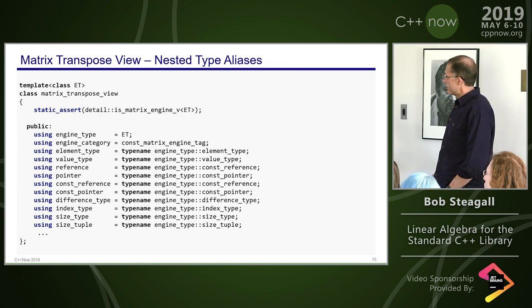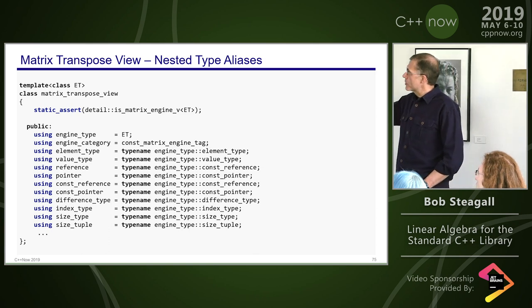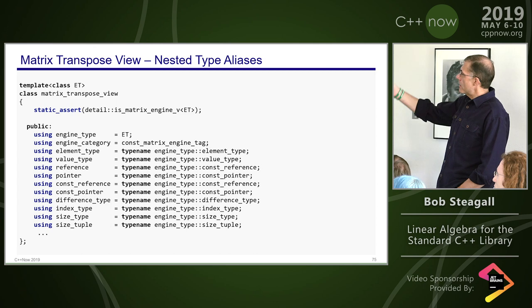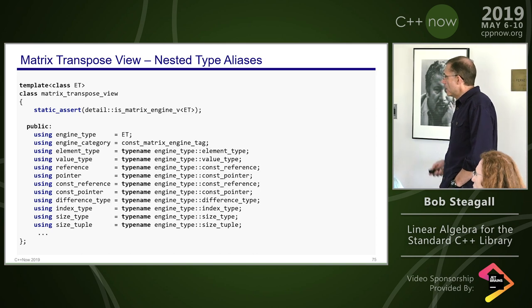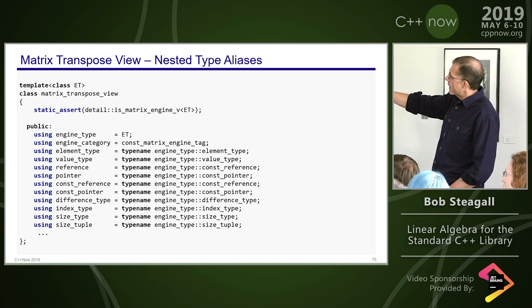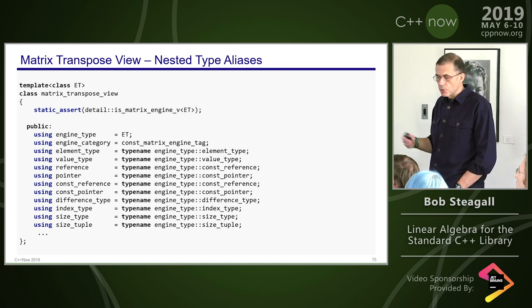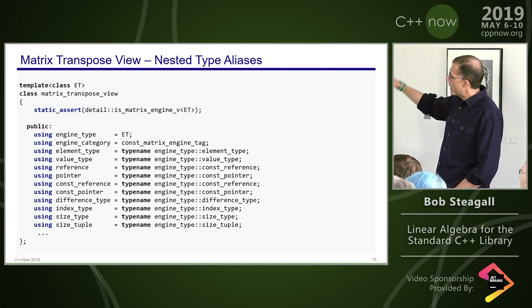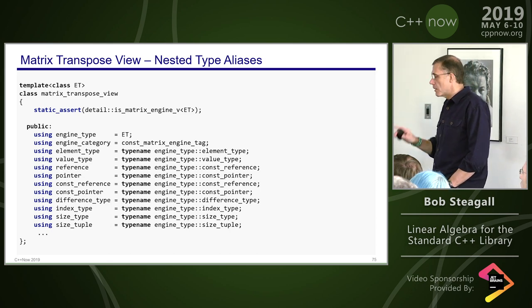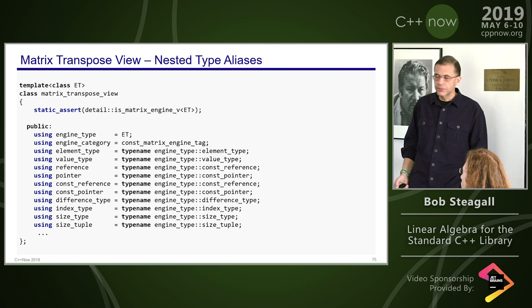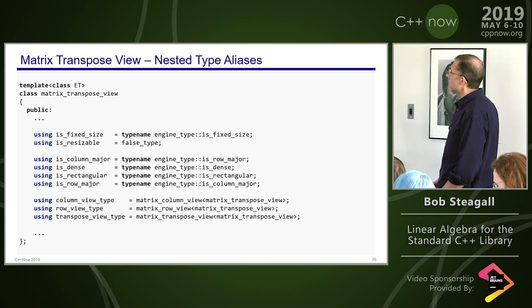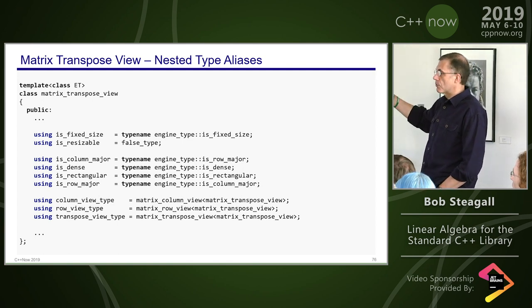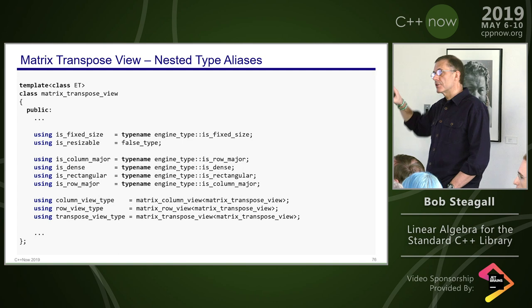Let's look at the transpose view. So here's a transpose view. It's parameterized in terms of some other engine type. And here it asserts that the type ET is a matrix engine, and that's a little helper trait that's not part of the public interface. And what it does is it says, all right, I'm a const matrix engine tag, which means I don't have any mutable access to elements. My element type, reference, pointer, index type, all come from the engine that I'm parameterized in terms of. And all of my properties are parameterized in terms of the engine, right? Except for column major and row major, which are swapped here, because it's a transpose.